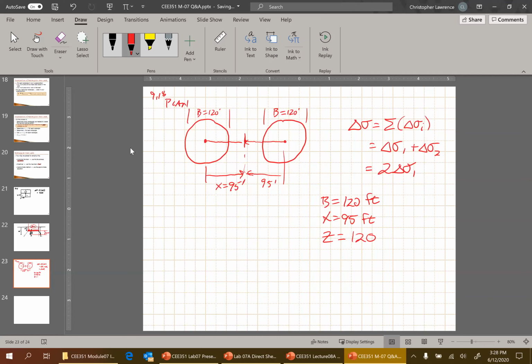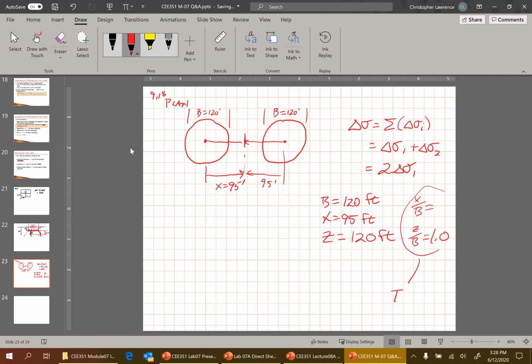So in other words, x over b equals, well, 95 over 120, that's like 0.78 roughly, okay? And z over b equals 1, right? Then you can go in the chart and you can get your influence factor.